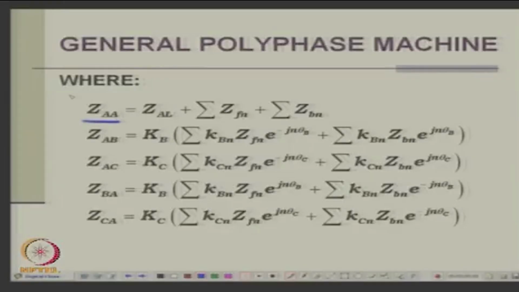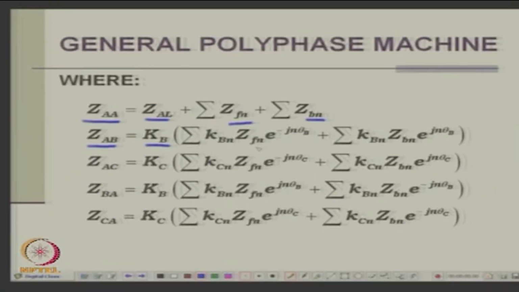Okay, now what are these impedances? Za we have written already, that is Za is V by Ia when Ib and Ic are 0. That is ZAL, ZFN, ZBN, what we have written. Now, what is ZAB? ZAB represents the voltage induced in the B winding due to A phase current.